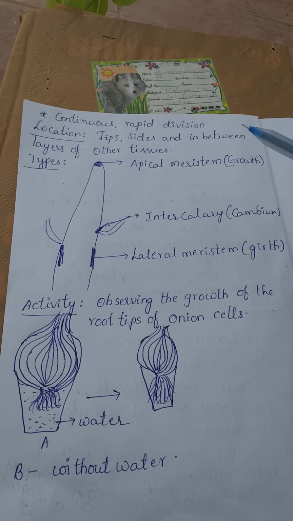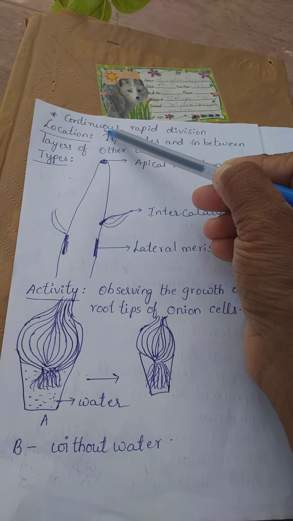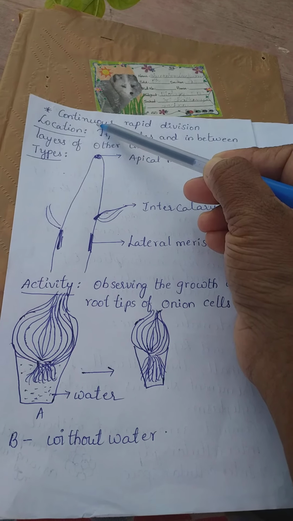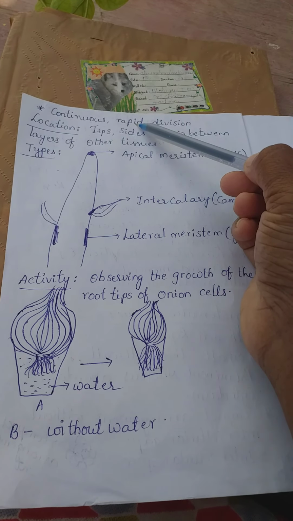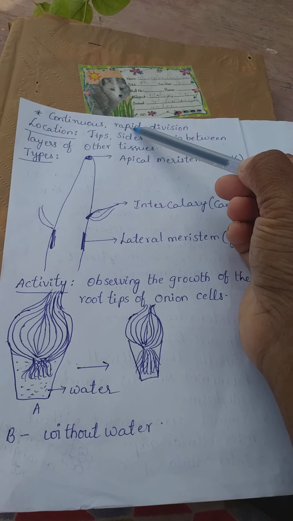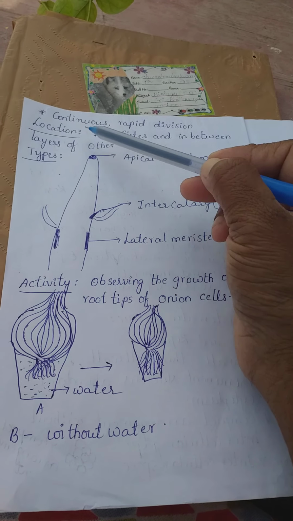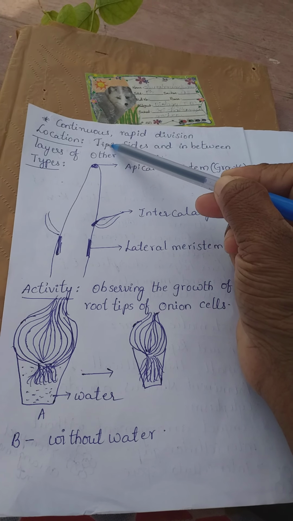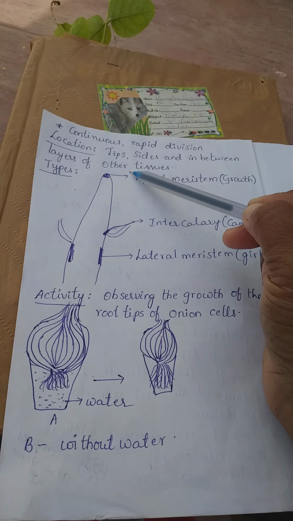And then they are continuously dividing cells, means they will not take any rest. They continuously divide, so that they show rapid division. Means comparing to other tissue cells, these meristematic cells show rapid division. Next one, location. In 3 main locations we can say: on the tip of the regions, sides of the plant, and in between the layers of the other tissues.